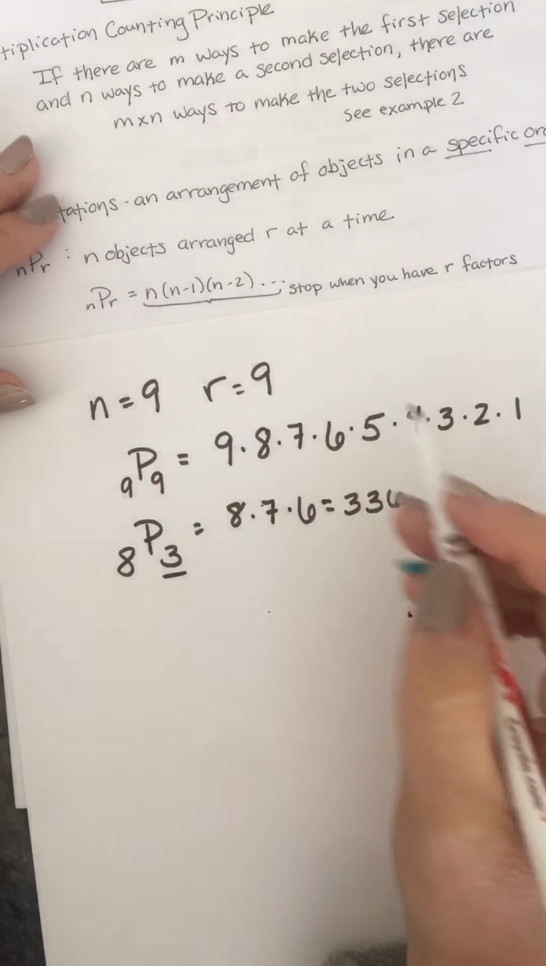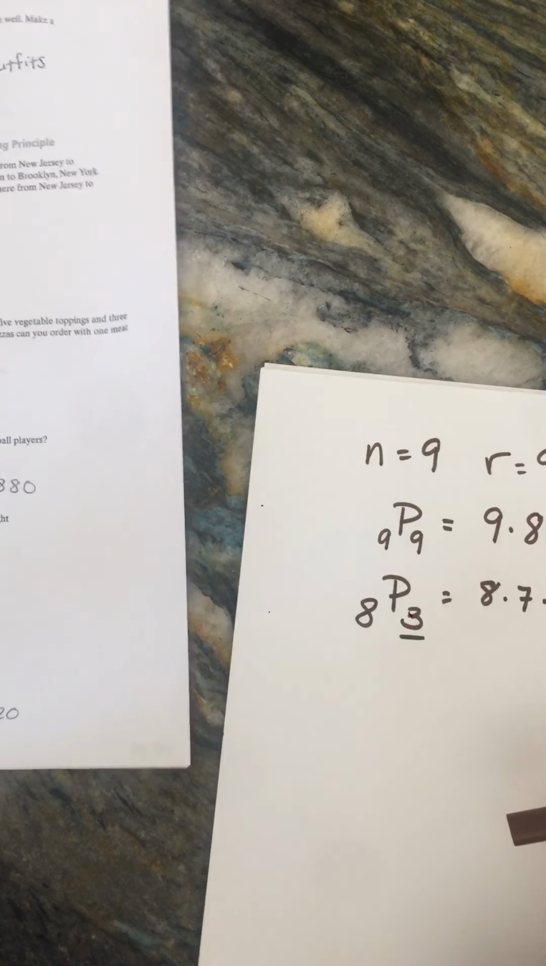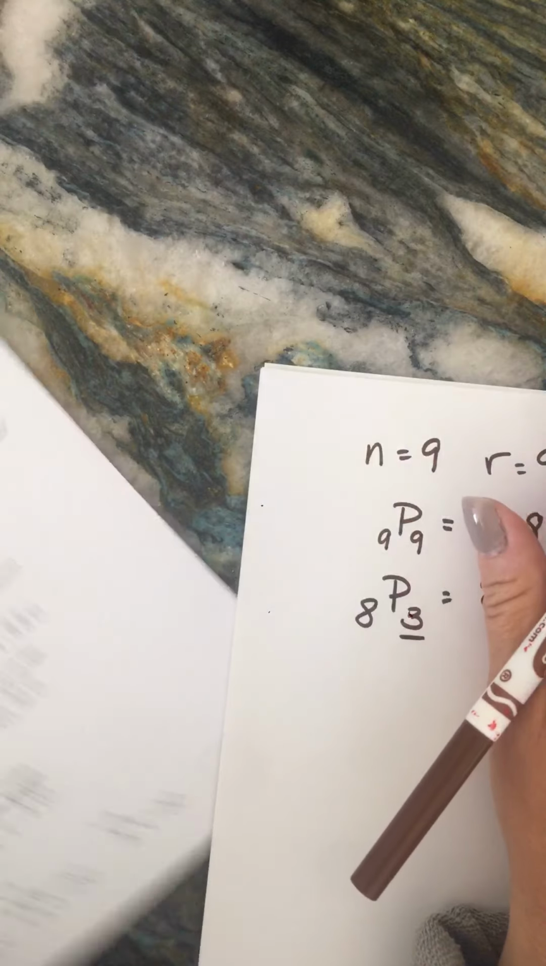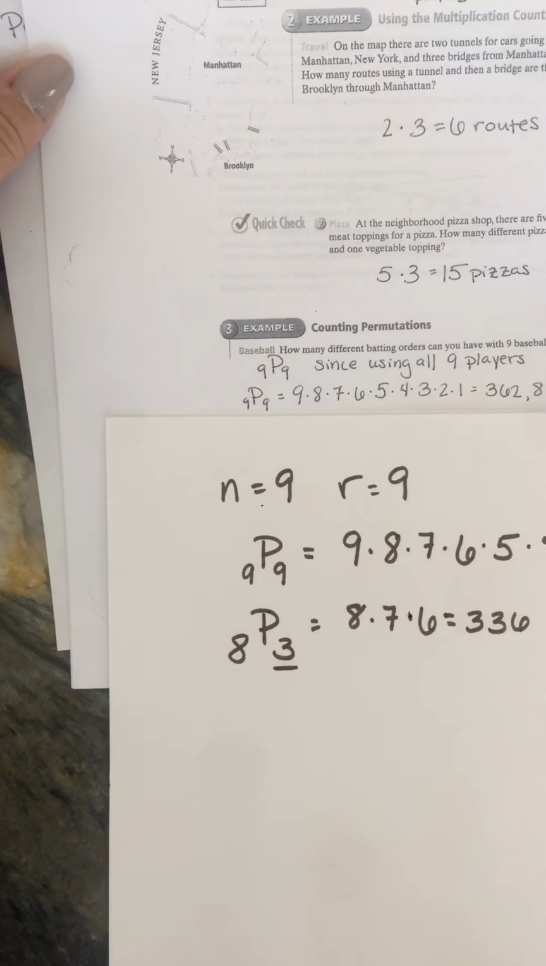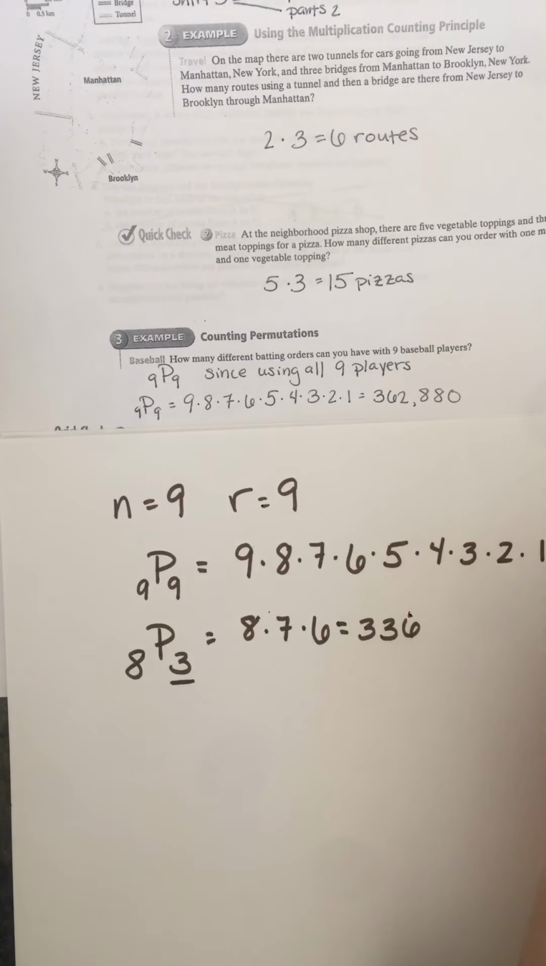All right, so for this example 3, we actually already kind of did it. It was 9 times 8 times 7 times 6 times 5 times 4 times 3 times 2 times 1, and that's a really big, big, big number.